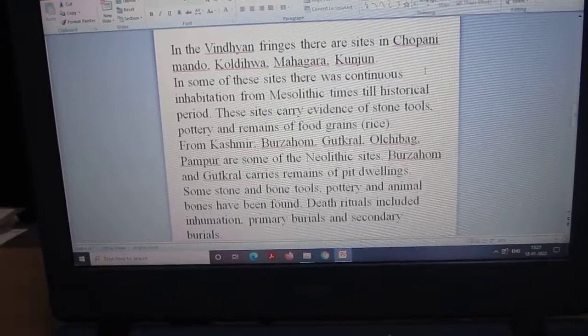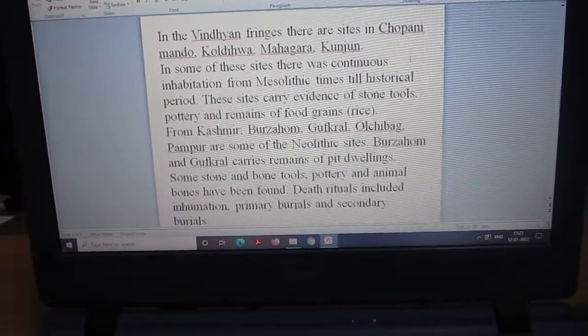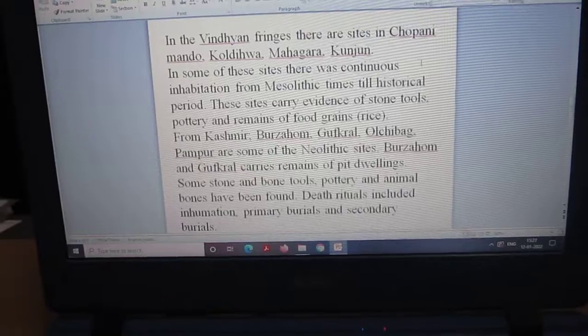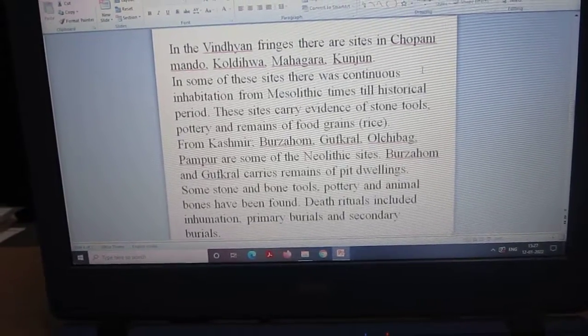So it indicates that perhaps because of the cold climate, people preferred to live in pit dwellings. Besides, we have also found evidence of bone tools, stone tools, pottery and animal bones.